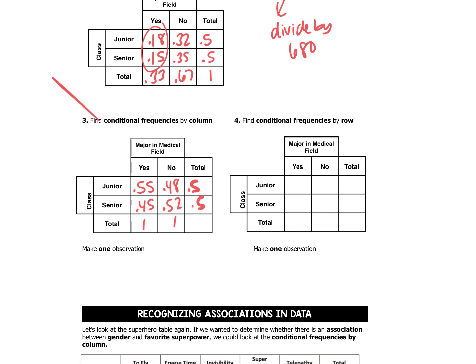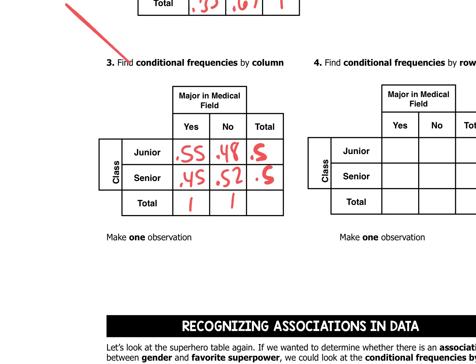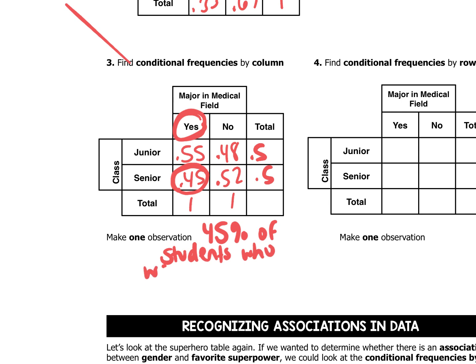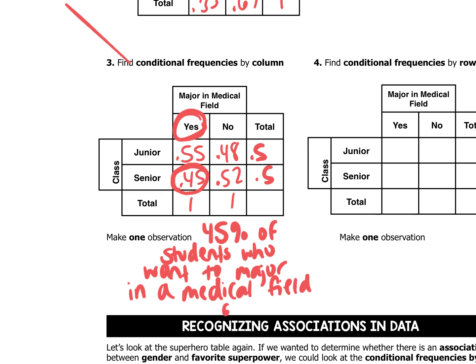One observation, remember we're dividing by the column total. So this means 45% of the people who said yes, they're majoring in a medical field, because it's this column. 45% who want to major in a medical field are seniors. 45% of students who want to major in a medical field are seniors.